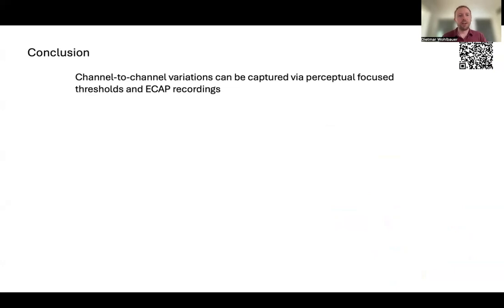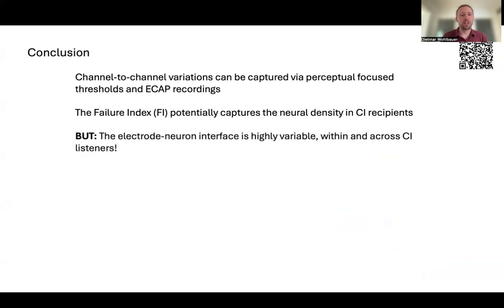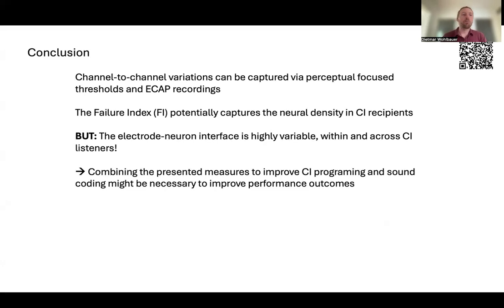For now, it is. However, in conclusion, to finish for today, we have the focus threshold profile, which can identify the differences, as well as the ECAP recording, which can identify poor and good neural regions. Then the failure index captures it in one measure, which is pretty nice. And then we have the high variability, which of course has to be considered in any case with cochlear implant subjects. The best outcome we might get is by combining those measures, which we are just performing now, putting all these measures in one bigger model and finding the combination and the outcome.